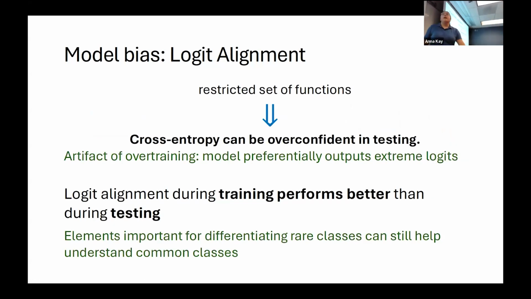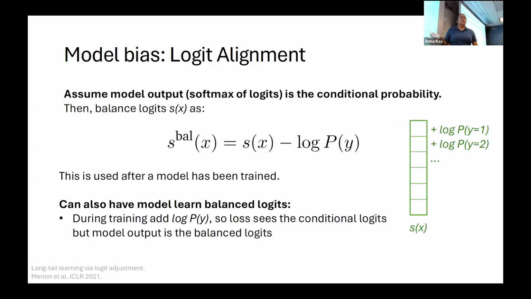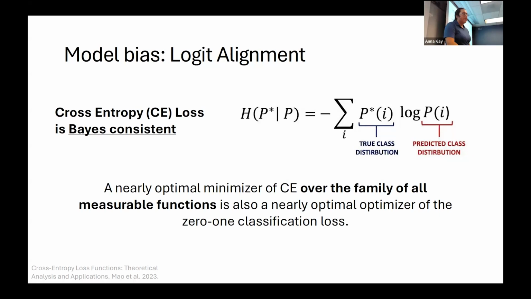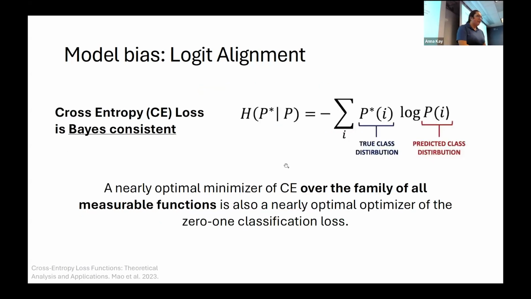However, in reality, we have a restricted set of functions. So this transformation here only works if you're confident that your logits are actually the kind of inverse of the conditional probabilities. But if you're not getting the conditional probabilities, then all bets are off. You don't really know why subtracting p will help you. And because models are a restricted set of functions, you never get to this condition of a nearly optimal minimizer of CE.